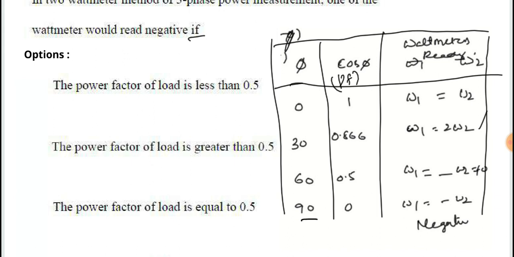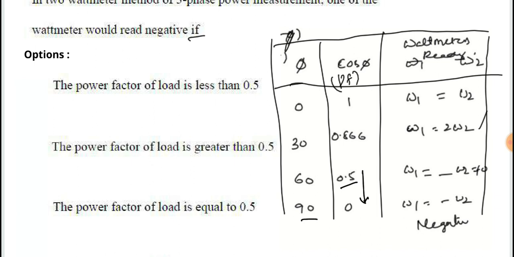Okay, so at 90 degrees the power factor will be 0, so one wattmeter will be exactly opposite of the other wattmeter, that means a negative value. So see here, when the power factor is moving from 0.5 towards 0, that means it is decreasing from 0.5 to 0, at that time the wattmeter will show a negative reading.